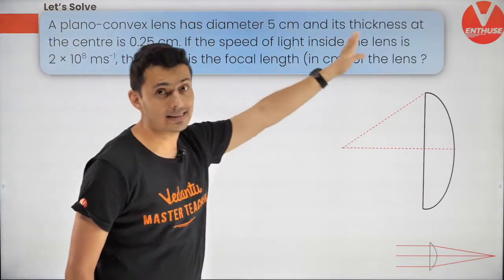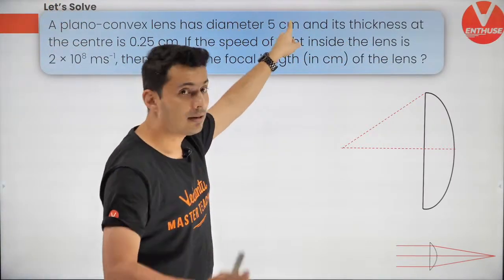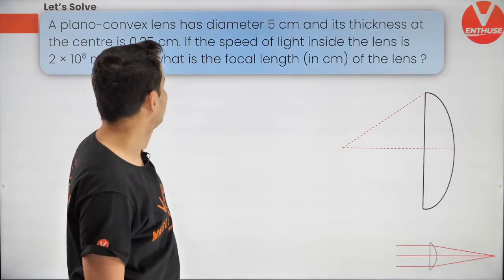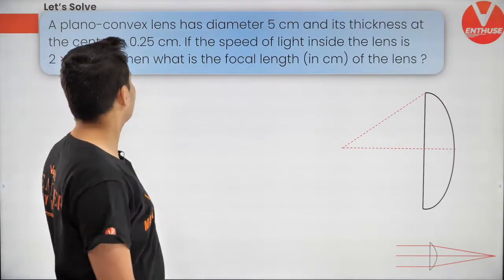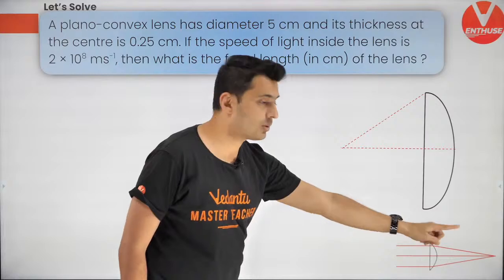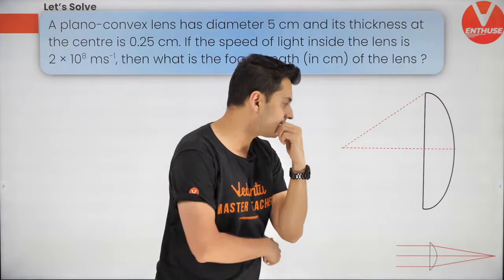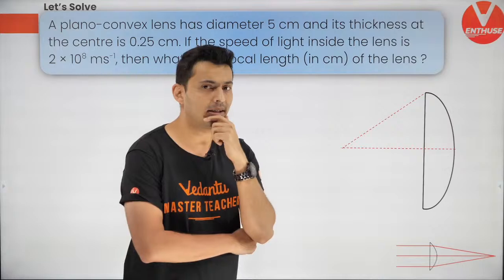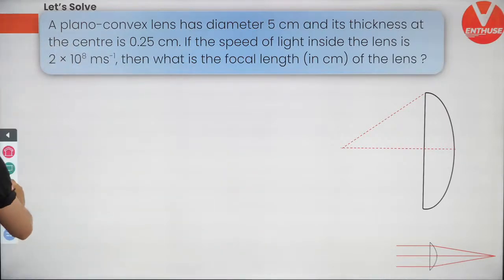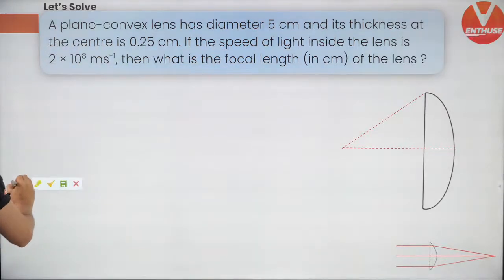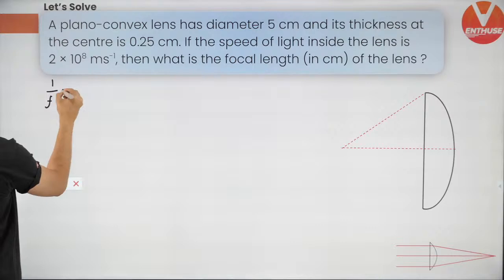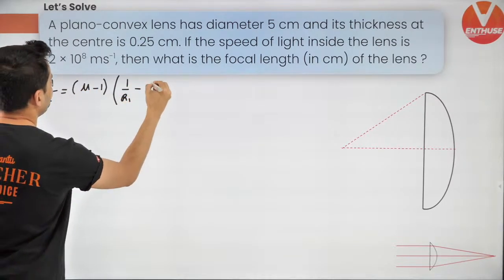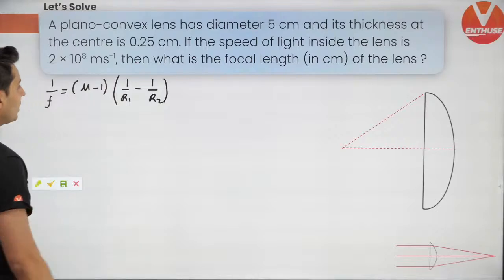There is a plano-convex lens, diameter 5 centimeter, thickness at the center 0.25 centimeter, speed of light given. What is the focal length? They have asked what is the focal length of the plano-convex lens. Guys, in the lens maker formula, what all terms are there? Try to recollect. To find the focal length, let's see what we need. 1 by f is equal to mu minus 1 times 1 by r1 minus 1 by r2.